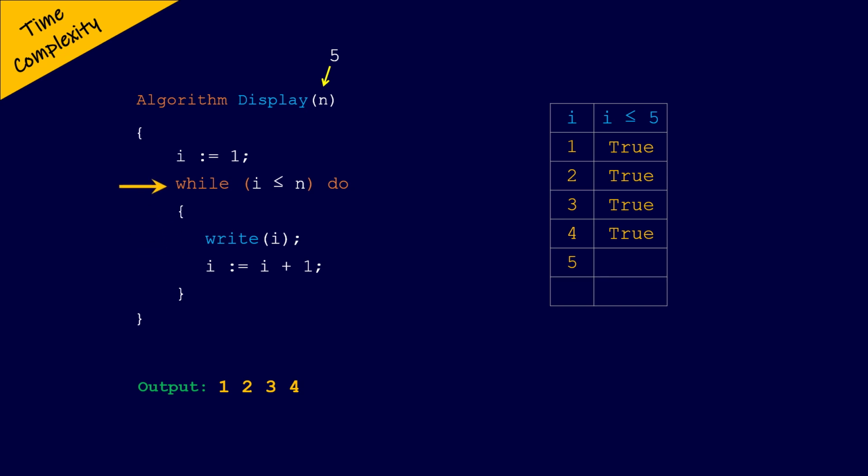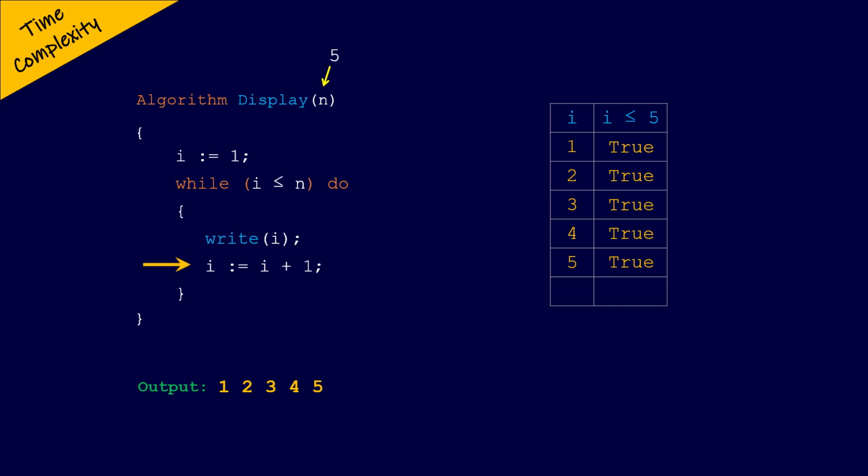Then we move back to the while loop and check the condition I less than or equal to n. At this point, we have the current value of variable I as 5, and 5 less than or equal to 5 is true. Therefore, the statements within the while loop will execute. That is the write statement that will output the current value of I, which is 5.